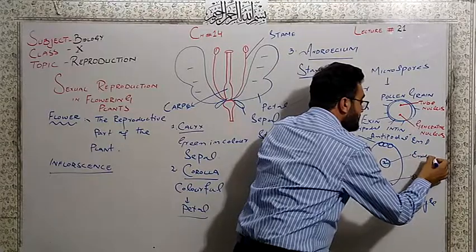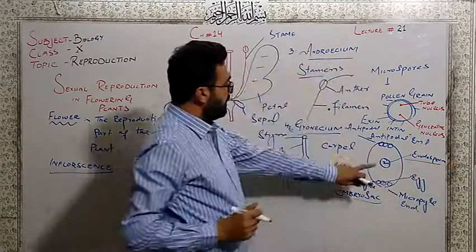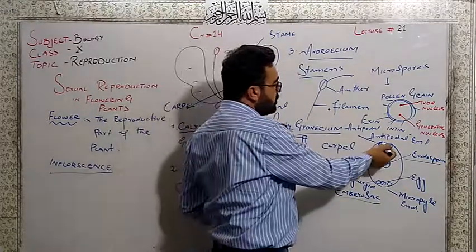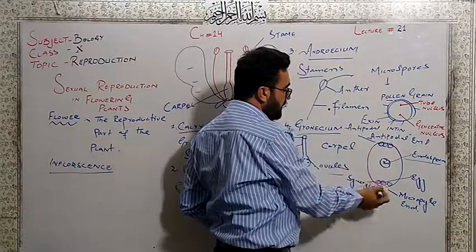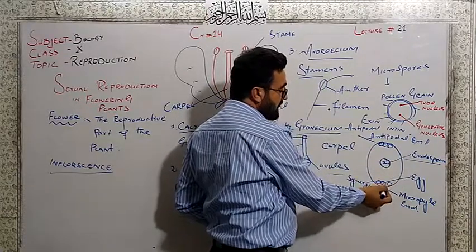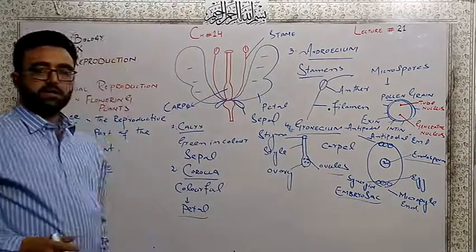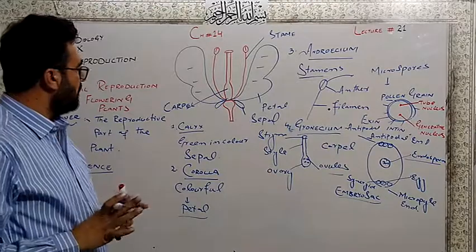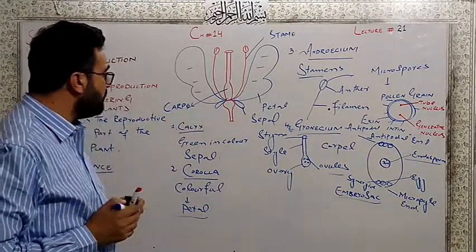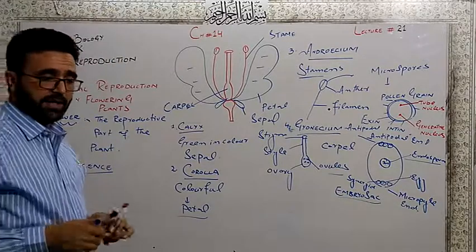Now we have a 7-cell embryo sac in the angiosperm, in which 3 antipodal cells have haploid nuclei, and 3 cells here, in which 1 egg, which is also haploid, and 2 synergids. Up to here, I think the concept is clear. Now, let's move towards the fertilization process, to see what will occur next.